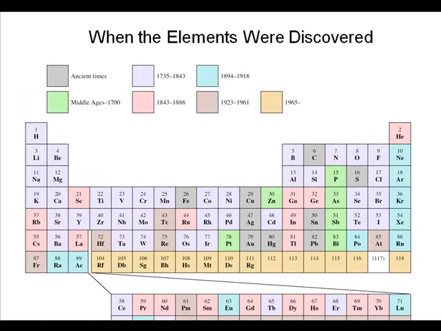So when the remaining elements were discovered, and you get a nice color code here, you could see that it really did fill in gaps that were created by Mendeleev's original model. And again, notice the power of predictability. He was able to predict items that had not yet been discovered, and that again was very good evidence for his model.